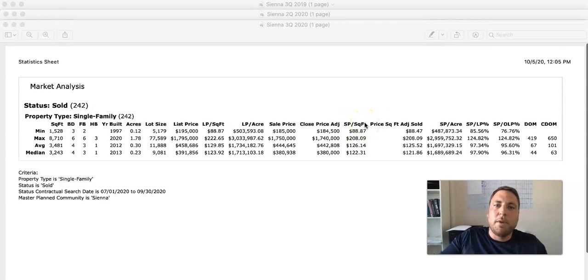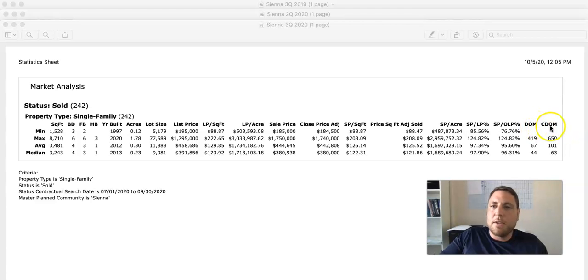Selling price per square foot, price adjusted. Price per square foot adjusted, sold. So again, it includes the repairs that were negotiated during the option period. Selling price per acre, selling price divided by list price percentage, selling price divided by original list price percentage, days on market, and complete days on market.